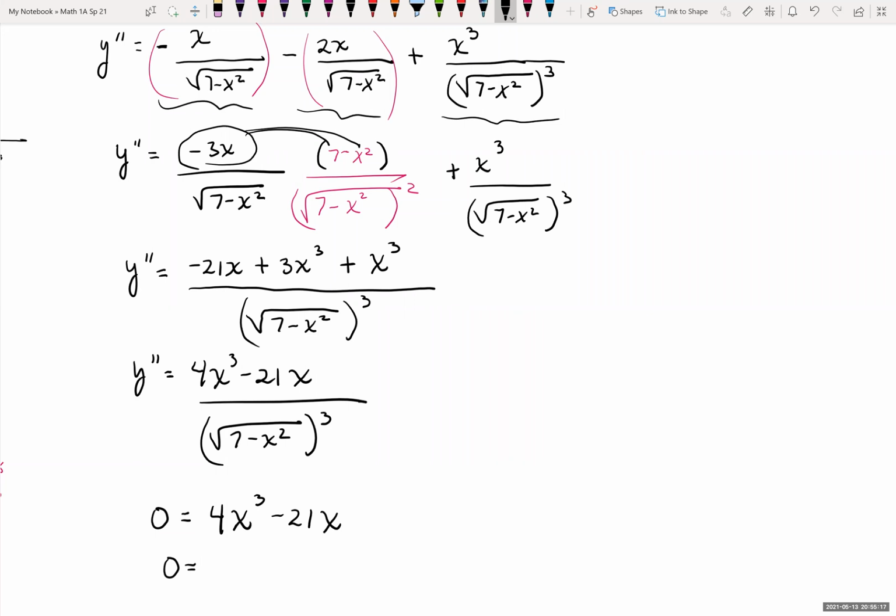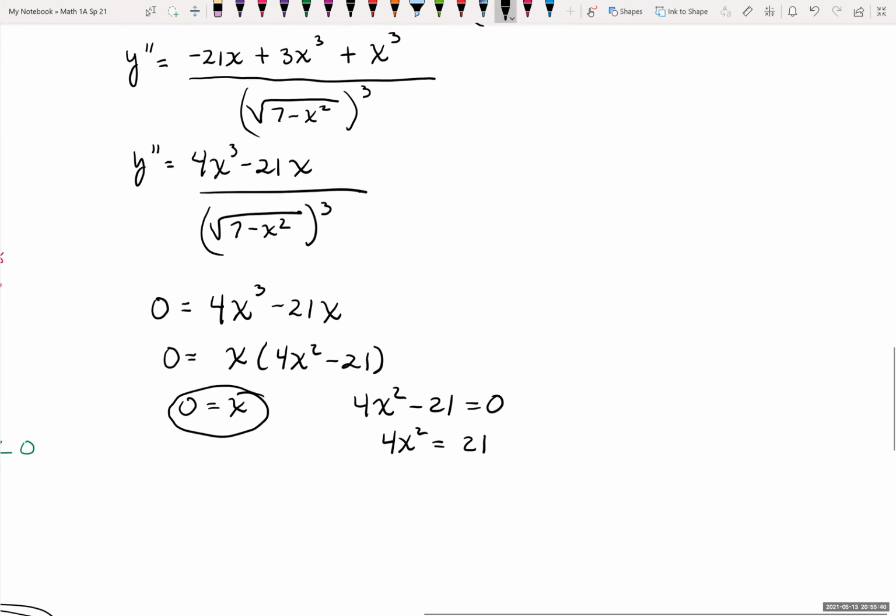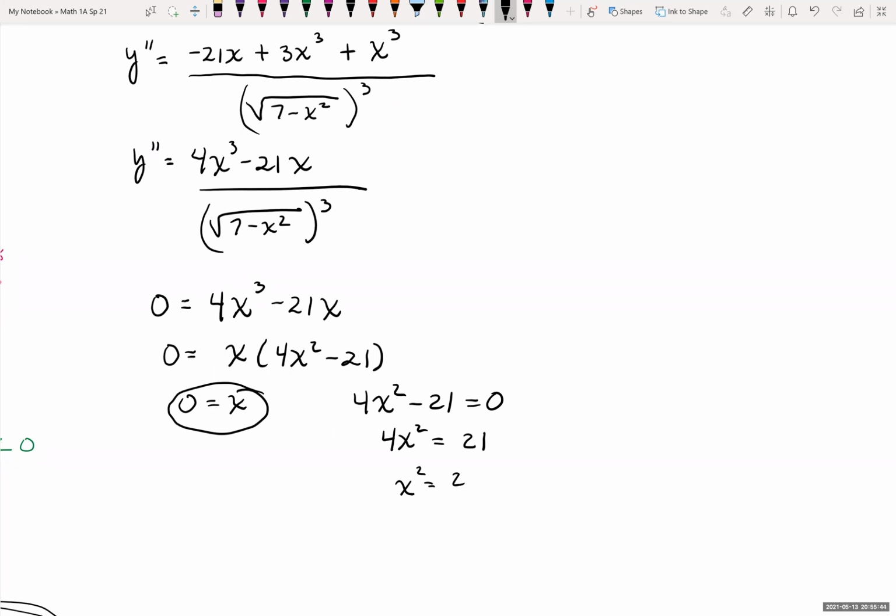So we could factor out an x if we wanted. So when is 4x squared minus 21, that quantity, equal to 0? So we're looking at x equal to 0, and we're looking at 4x squared minus 21 equal to 0. You can use the square root property by adding 21 to both sides. Divide by 4, so x squared is 21/4. Take the square root of both sides, we get plus or minus the square root of 21 over the square root of 4, which is 2. So the square root of 21, divide that by 2, gives us approximately 2.3, plus or minus.